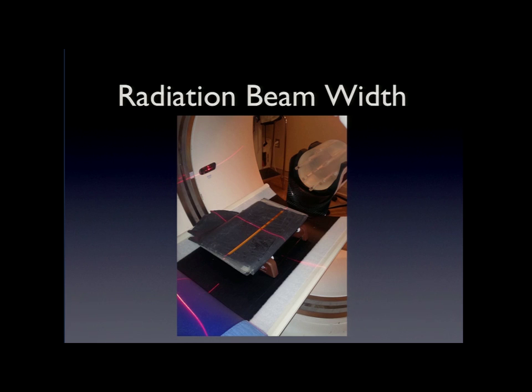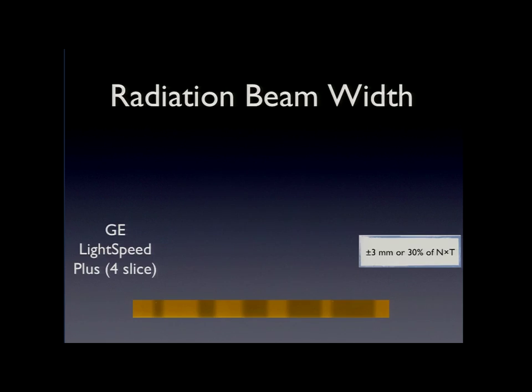And so here's just an example of the setup. We have this set up, and here's the Gafchromic film sitting on there, in the isocenter of the table. You use the lasers to make sure that you're properly situated. So here's an example of a GE Lightspeed 4-slice. We've gotten the scans here, and so here's the Gafchromic film. It's really good. You put it on there, you expose it, it just darkens right away. So we get that right there.